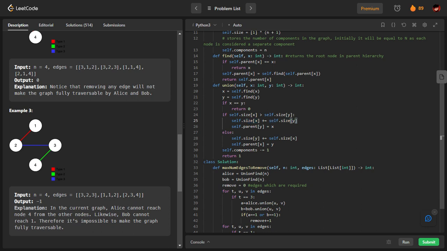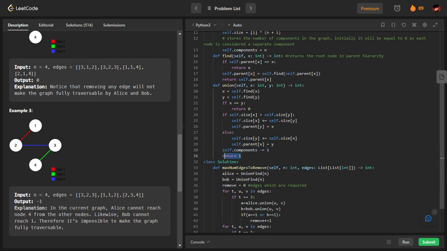Do not consider these things for now if you're a beginner. Just consider, if the size of group x is bigger than the size of group y, we are making the representative of group y also as x. In the else case, that means y is bigger than x, we are making the representative of group x as y. Now we have merged two components. That's why for the total graph, we are reducing the total number of components by 1, and we're returning 1.